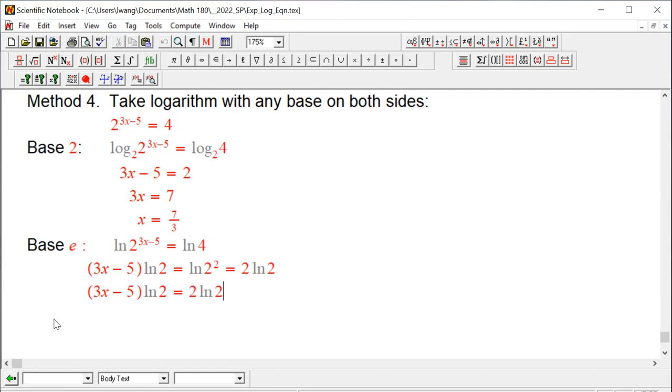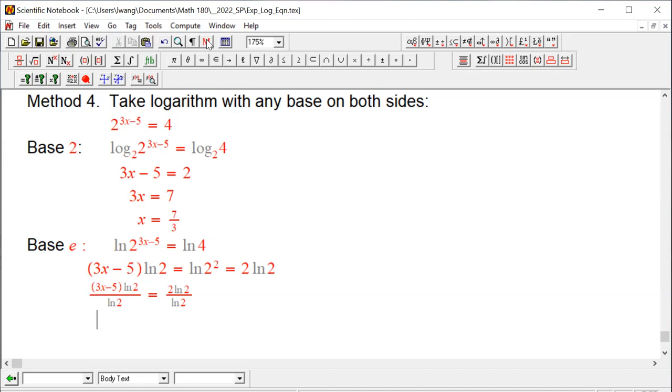Before we go further, make sure you understand ln2 is one single number. They are inseparable. ln and 2 are inseparable. So treat ln2 as just one single number. So what I would do is divide both sides by ln2. You don't have to do this. You can distribute, but this will make it easier. So ln2 as a single number will divide into ln2 as a single number.